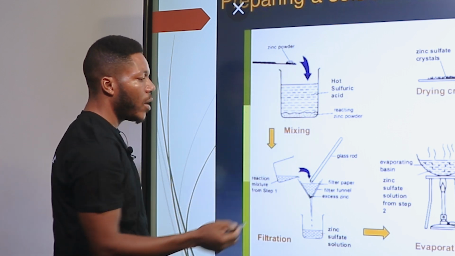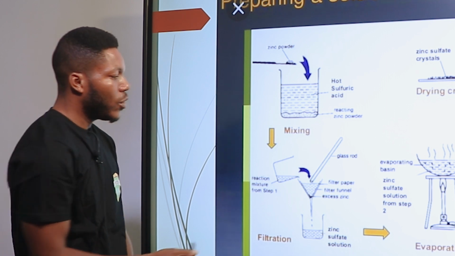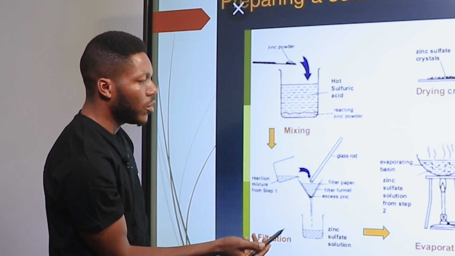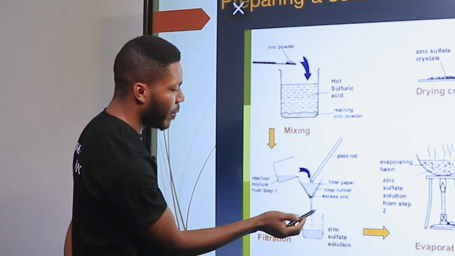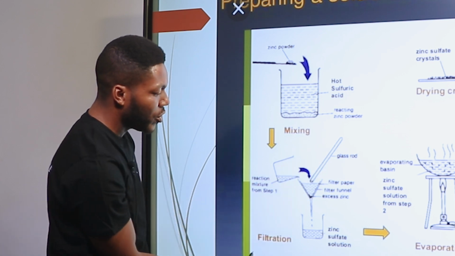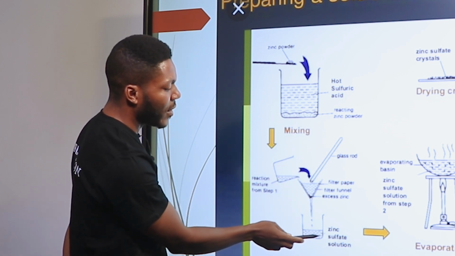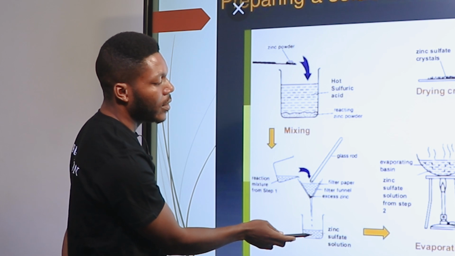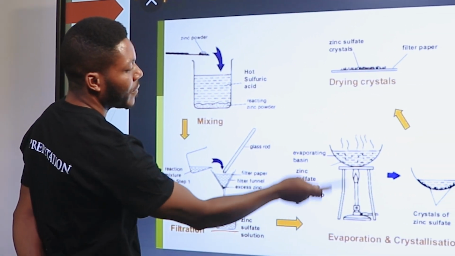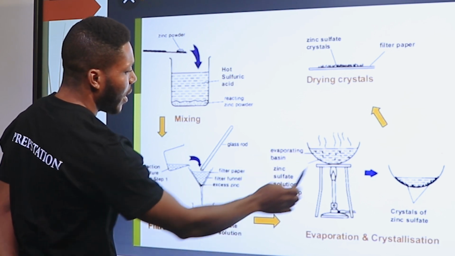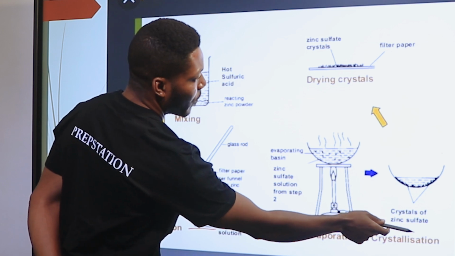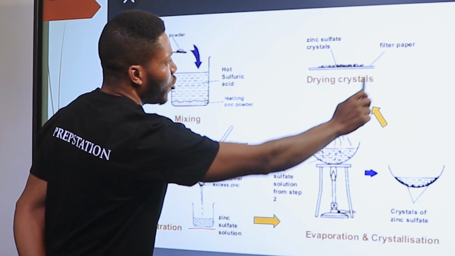The zinc powder will not dissolve completely. So something is going to happen: you're going to get an insoluble solution. So when you now filter it, you have what? This is a glass rod that helps the filtration. Then zinc sulfate settles at the base. Is that okay? Then what happened? You now transfer this and heat. So all the water here will now evaporate, and a crystal is formed. When you dry, you get your dry crystal.